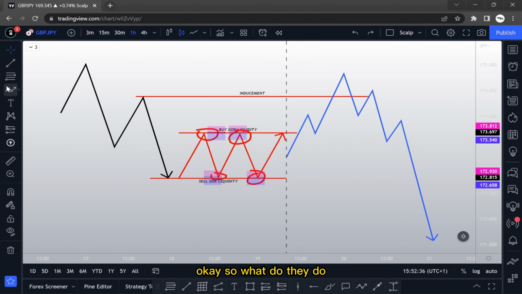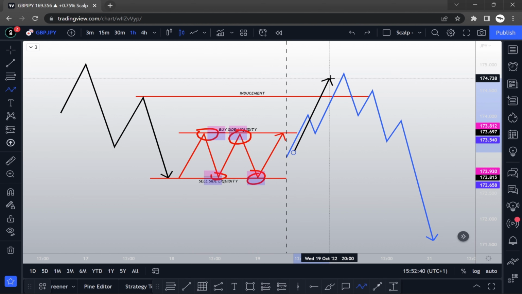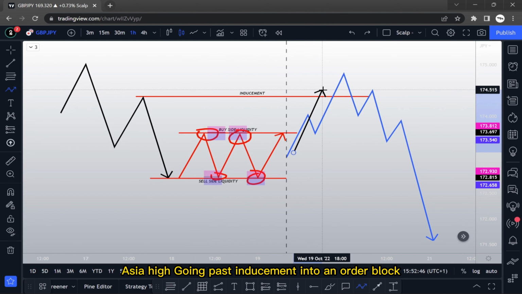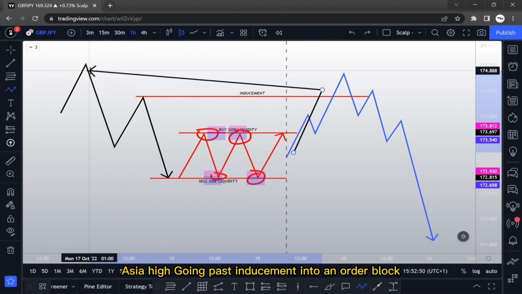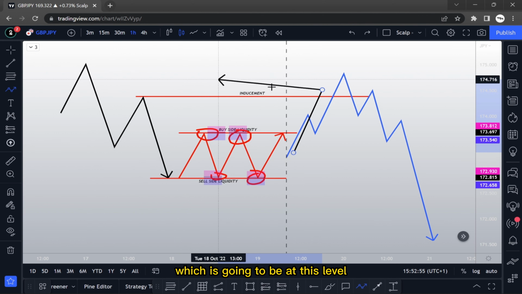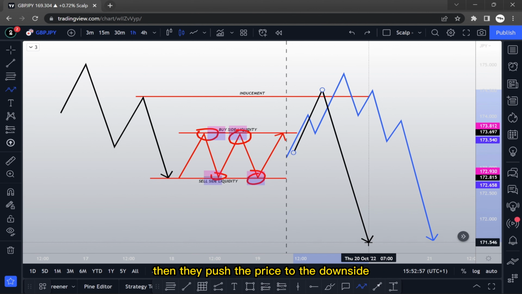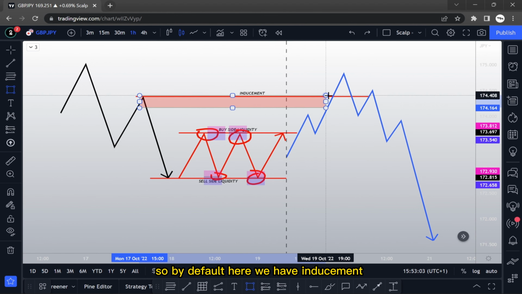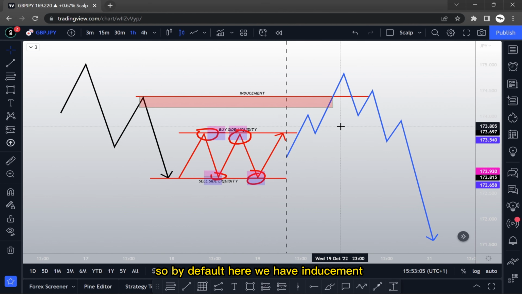Okay, so what do they do? They first grab liquidity from the buy side liquidity, Asia high, go past inducement into an order block which is going to be at this level. Then they push the price to the downside. So how does that work? So by default here we have inducement.